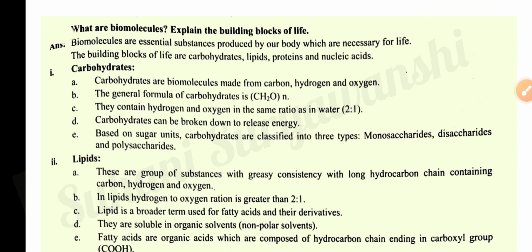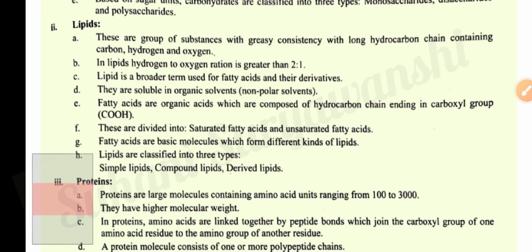Carbohydrates are biomolecules made from carbon, hydrogen and oxygen. The general formula of carbohydrates is (CH2O)n. They contain hydrogen and oxygen in the same ratio as in water, 2:1. Carbohydrates can be broken down to release energy. Based on sugar units, carbohydrates are classified into three types: monosaccharides, disaccharides and polysaccharides.